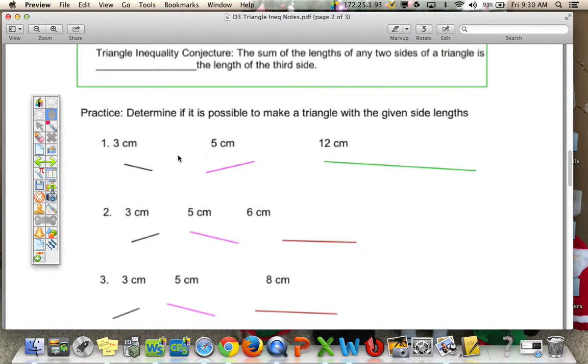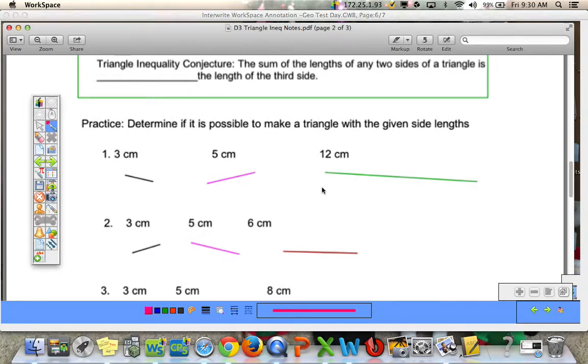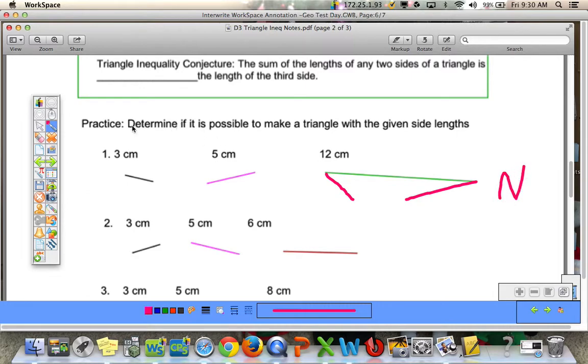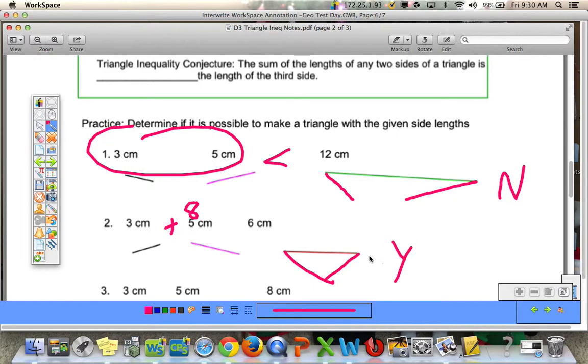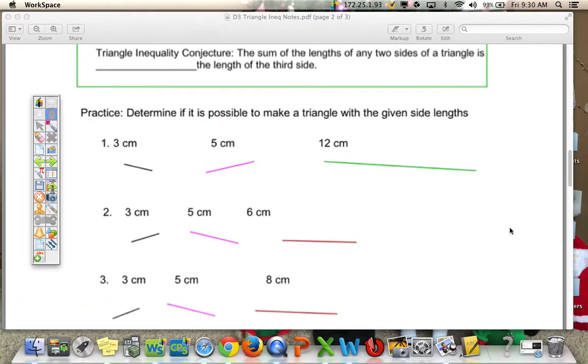So let's do some examples here. 3, 5, and 12: 3 and 5 are the two smaller pieces. If I stick them here, let's say this was 3 centimeters and this was 5 centimeters, you can see it's not long enough to reach. So this will not work, because 3 and 5 is not bigger than 12. How about 3, 5, and 6? 3 plus 5 is 8. 8 is bigger than 6, so that means it'll reach and make your triangle. So again, you check the sum of the two smaller pieces. They have to be bigger than the biggest piece.